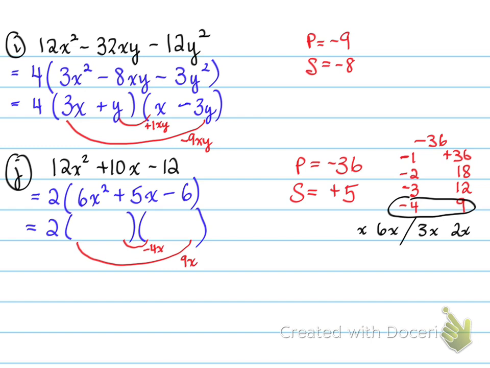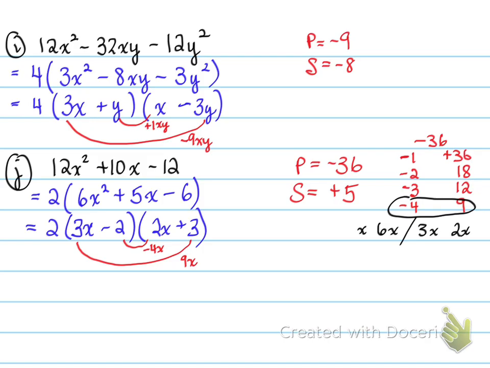I have my negative 4x and I have my 9x. Which of these two combinations work? Hopefully you're seeing that it's going to be 3x and 2x. So we're going to put our 2x here. And we are going to put our 3x here because now 3x times plus 3 will give me my 9x. And 2x times negative 2 is going to give me the negative 4x.